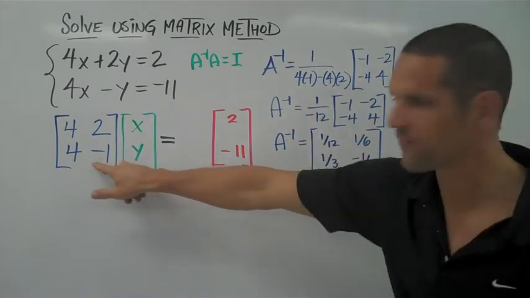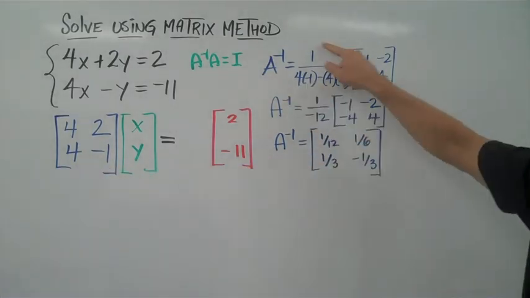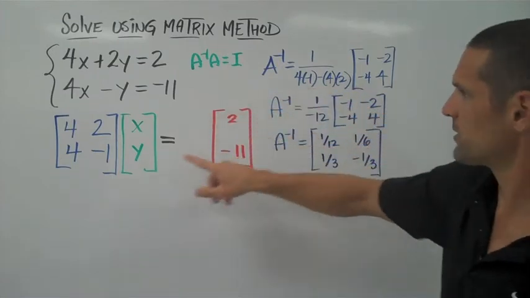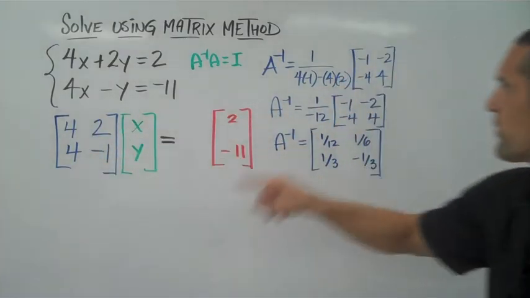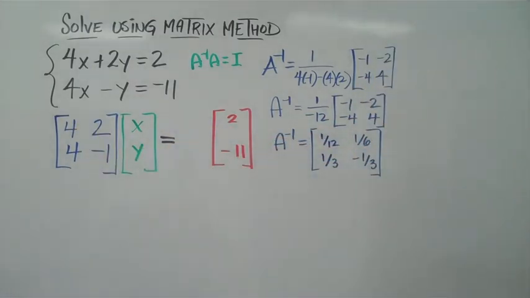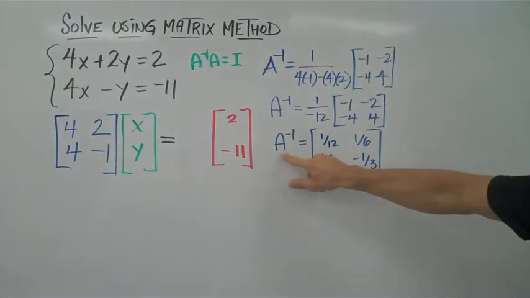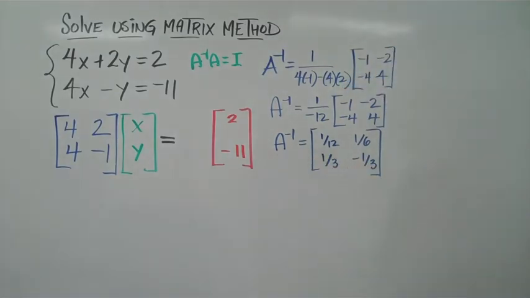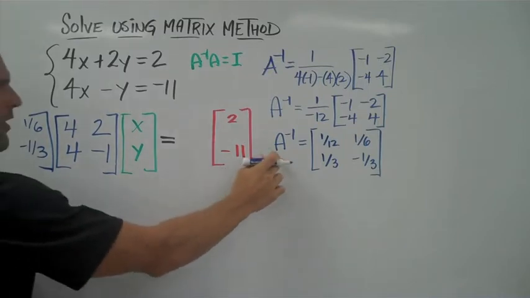So what is the inverse of that? Well, the inverse is 1 over the determinant, which is 4 times negative 1 minus 4 times 2, times I switch this, and I take the negative of that and the negative of that, and when I multiply out, I get my inverse of A is equal to this. I'm going to multiply this on both sides. So here I'm going to multiply by 1 over 12, 1 over 6, 1 over 3, and negative 1 over 3. We've already covered how to find that inverse.